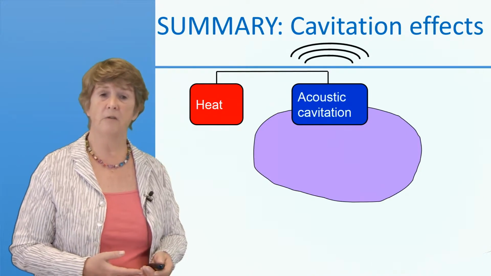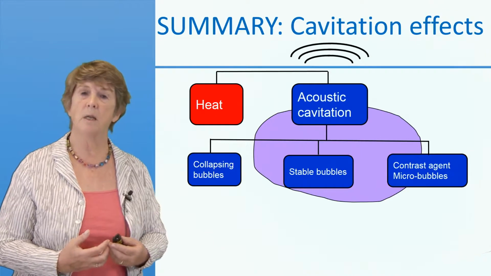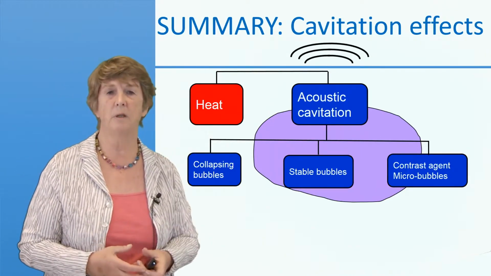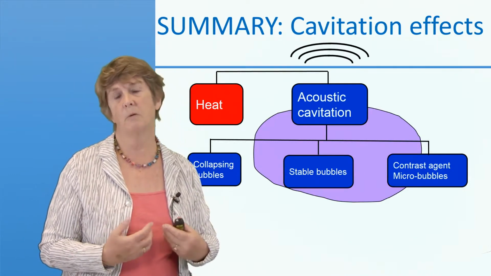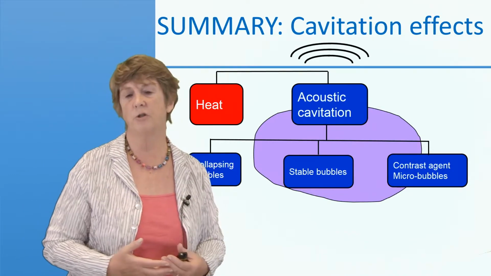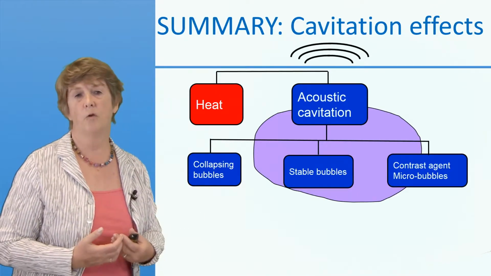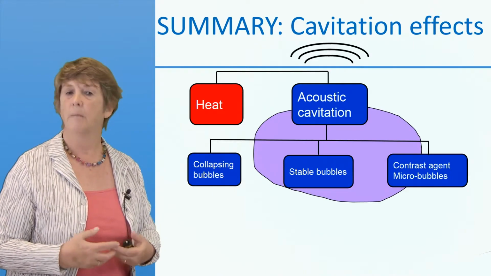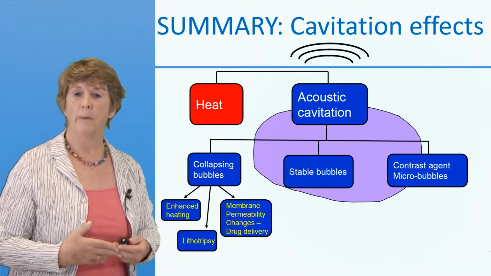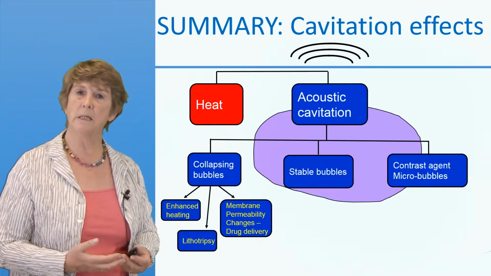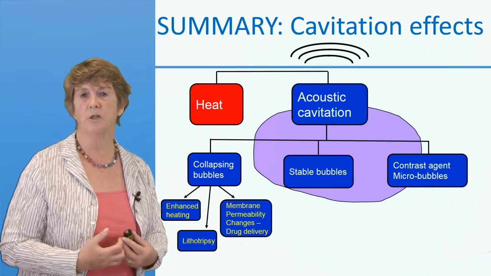We also get cavitation effects, and these may be due to collapsing bubbles, to inertial cavitation, may be due to stable bubbles, the ones undergoing breathing oscillation, or it may be due to the contrast agent microbubbles that we introduce into the vascular supply, into the blood supply. They're used commonly for imaging, for enhancing images, but we can also use them for therapeutic advantage. Where we have collapsing bubbles, we know we get enhanced heating. The collapsing bubble will increase the amount of energy absorbed.